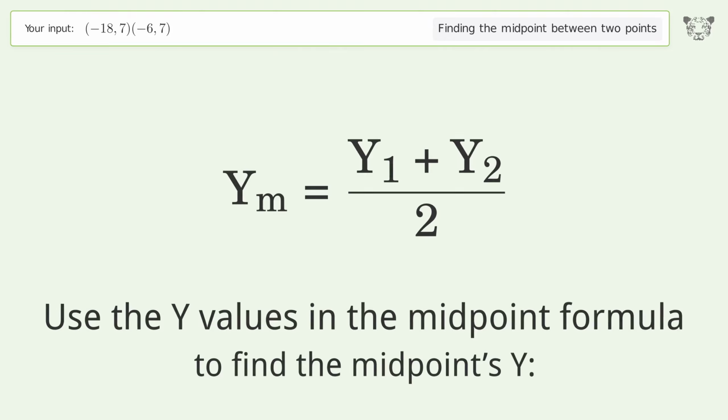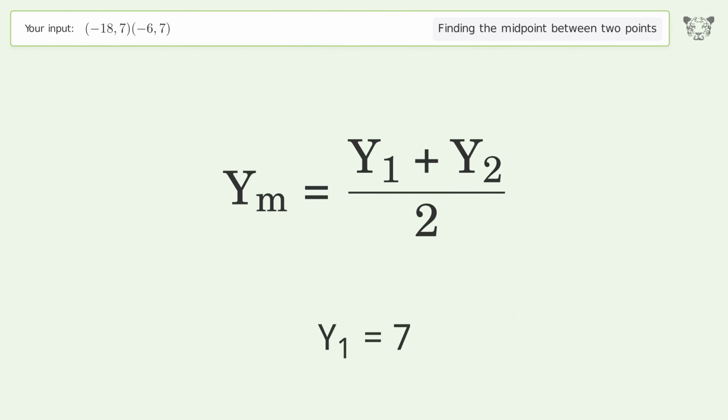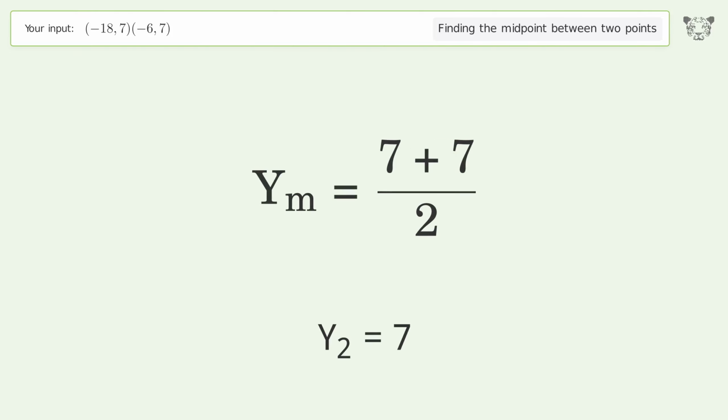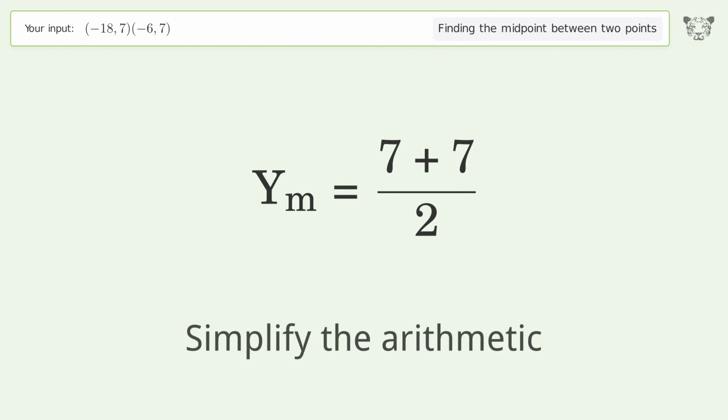Use the y values in the midpoint formula to find the midpoint's y. y1 equals 7. y2 equals 7. Simplify the arithmetic.